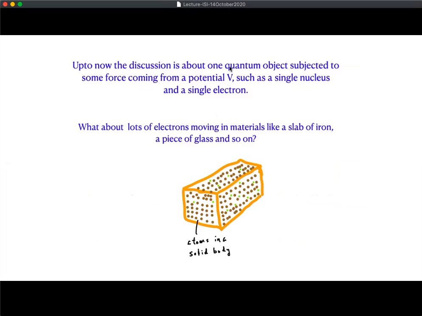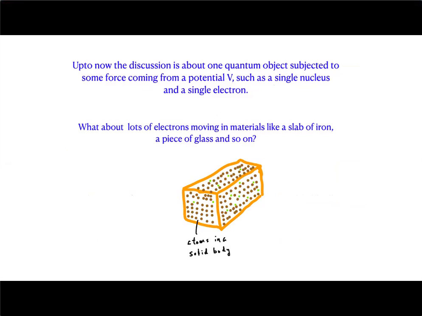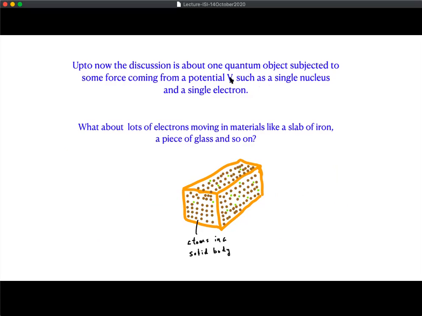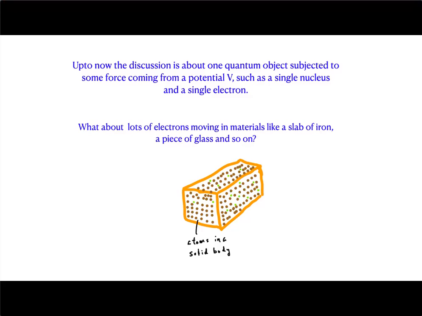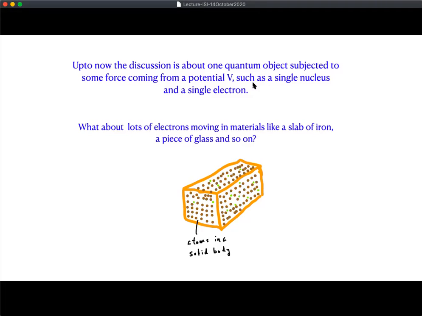So up to now, the discussion is about one quantum object subjected to some force coming from a potential V, such as a nucleus and an electron there in free space. The nucleus gives you the potential V, and the quantum object is an electron that is moving around and is subjected to the Schrodinger equation, and everything is fine. You have state space and so on for the electron.